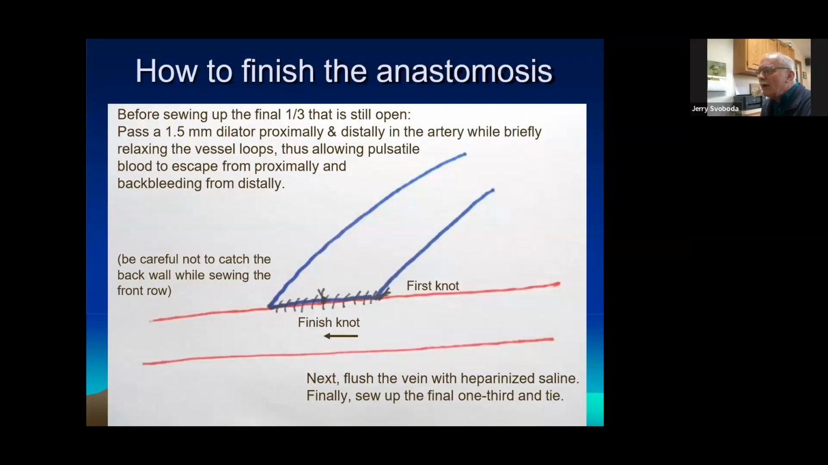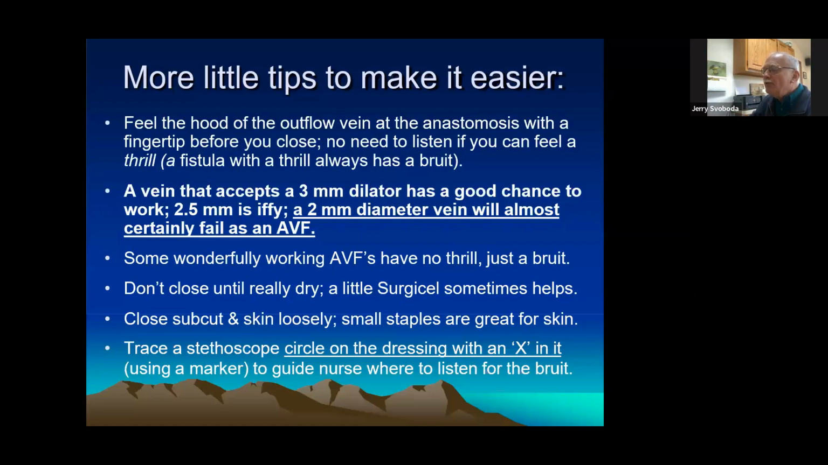Remember, don't catch the back wall while you're sewing the front row, and the first knot is there on the right, and the finish knot is there in the middle of the front. Before you finish that last third, you flush the vein with heparinized saline and sew up the final 1/3 and tie the knot. After you finish the anastomosis, you relax the clamps or the vessel loops, and that initiates the flow through the AV fistula.